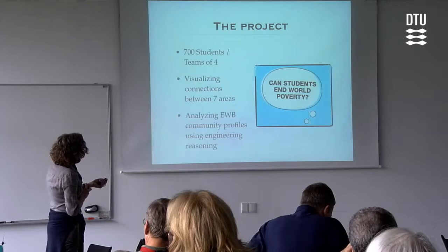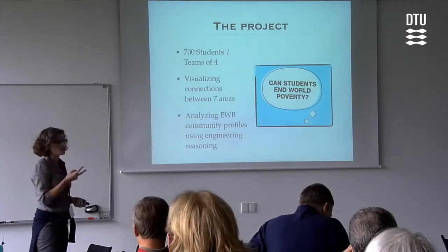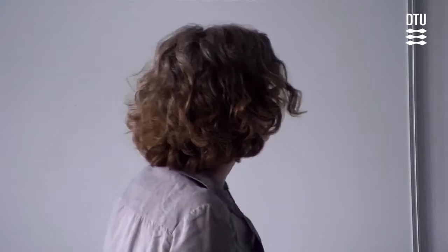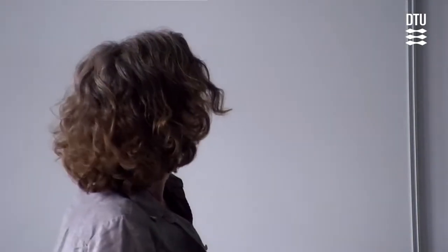So the students had two tasks when they got their case study. They had to visualize connections between areas that were in the case study. So that was things like health, water, transportation, housing. So they had to find connections, and are there related areas? Is one area influencing problems in another? And then they also analyzed the Engineers Without Borders profile using engineering reasoning.